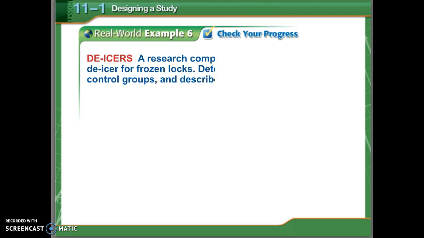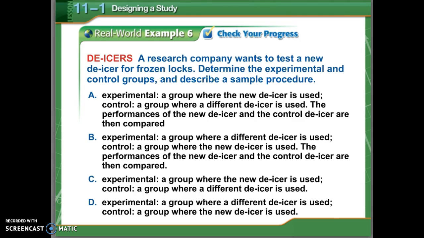We've got a check your progress for example 6. It says a research company wants to test a new de-icer for frozen locks. Determine the experimental and control groups and describe a sample procedure. So go ahead and read through the options, pick your answer, and we'll see the correct answer on the next slide.